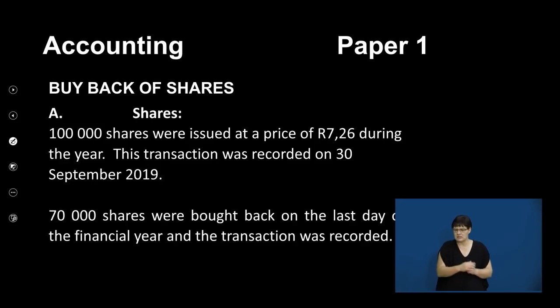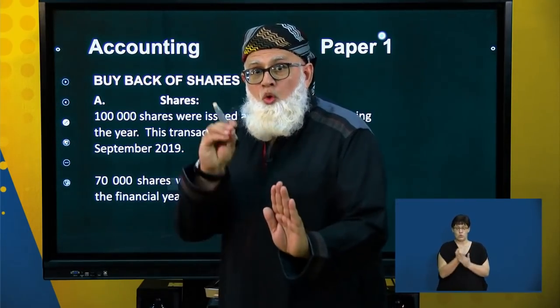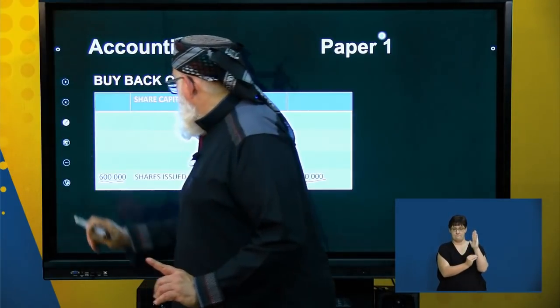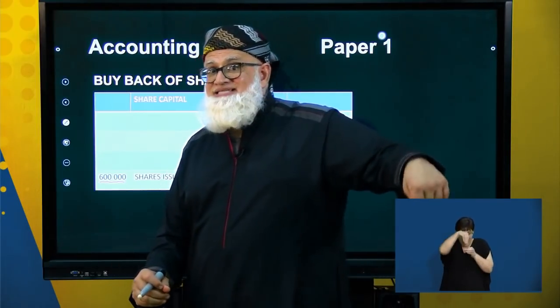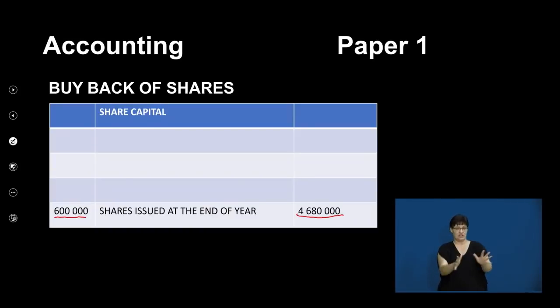Now, let's look at what further information we have. We are told that 100,000 shares were issued at a price of 7.26 Rand during the year. This transaction was recorded on the 30th of September 2019. In other words, the sale of the new shares was recorded. Guys, very important, this balance that you see here includes that transaction. It has been recorded.